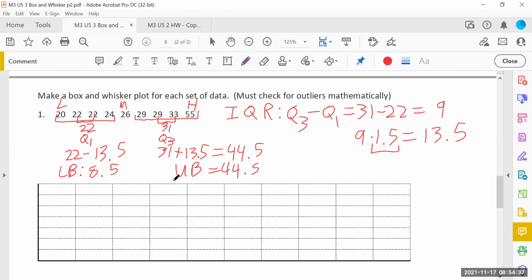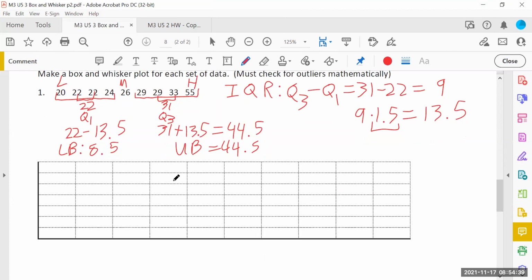So now when I graph this, I'm going to label these. I need to go from 20 to 55. So let's see here. Can I do 5s: 20, 25, 30, 35, 40, 45, 50, 55? That should work. So let's actually start down here at 15, 20, 25, 30, 35, 40, 45, 50, 55, 60. So label the bottom axis so that you're consistent.